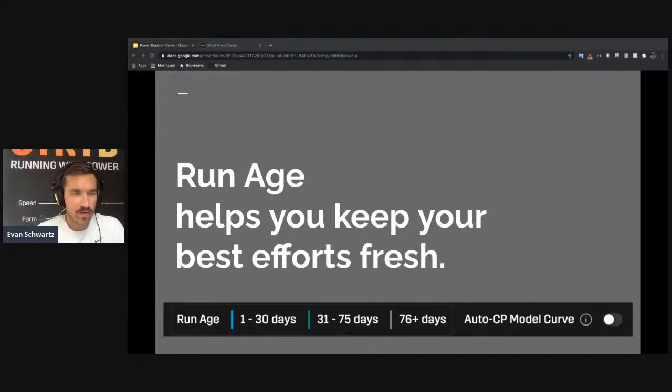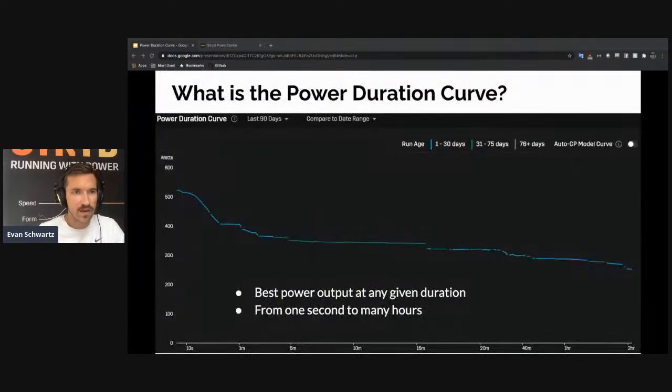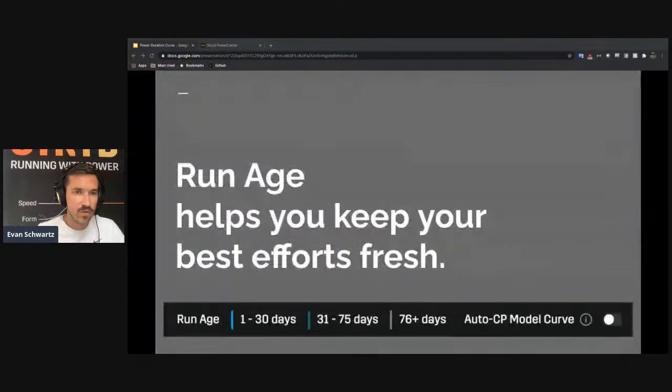Run age is an important thing to know in the power duration curve. We can see from this slide here that we have a mixture, in my case, of some blue lines, some green lines, not too many gray lines, which is actually a good thing for me. This has to do with the run age of those activities. So the run age helps keep your best efforts fresh.